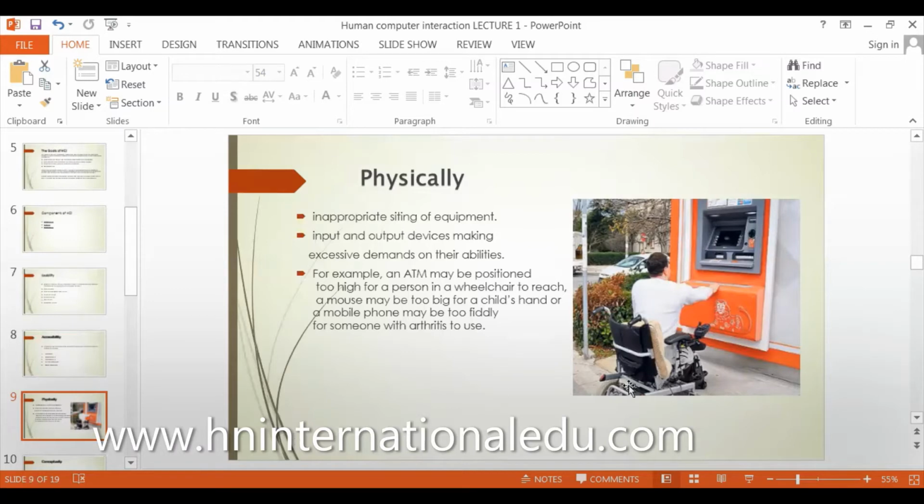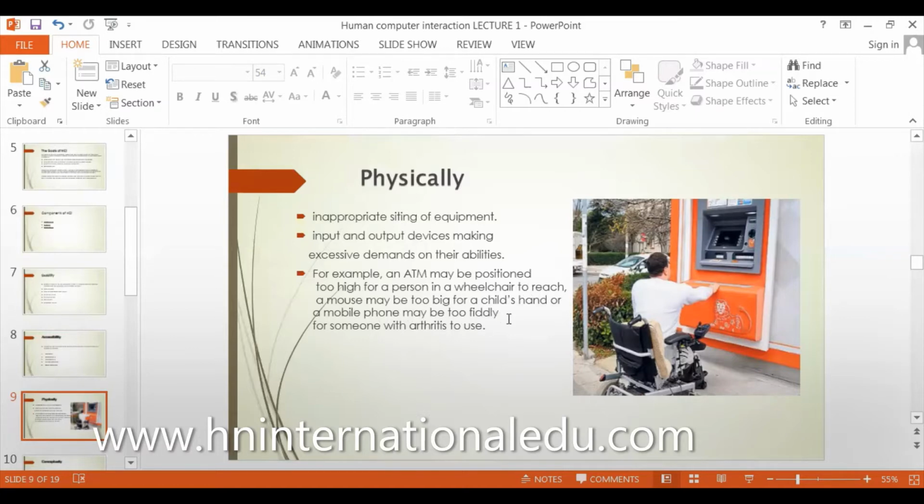So this part of the machine should be of such length that normal or specially abled people can all use it. Inappropriate setting of equipment, input and output devices making excessive demands on their abilities. For example, it can be difficult to use. It asks for so much information that a person with a mental disability cannot go through it. For example, an ATM may be positioned too high for a person in a wheelchair to reach.